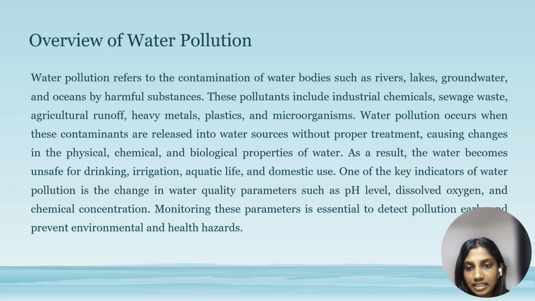So, one of the key indicators of water pollution is change in water quality parameters such as pH level, dissolved oxygen, and chemical concentration. So, monitoring this parameter is essential to detect pollution at an early stage and prevent serious environmental and health hazards too.